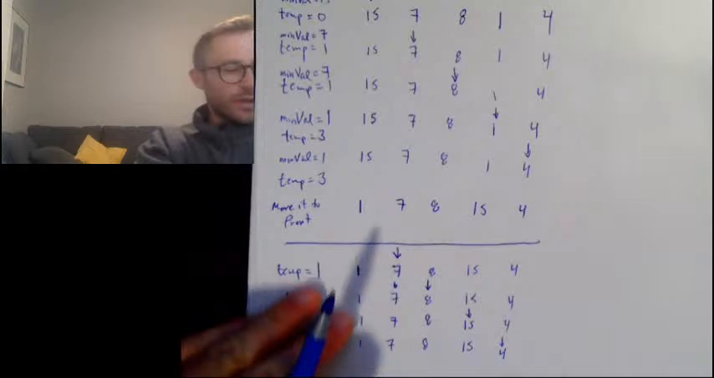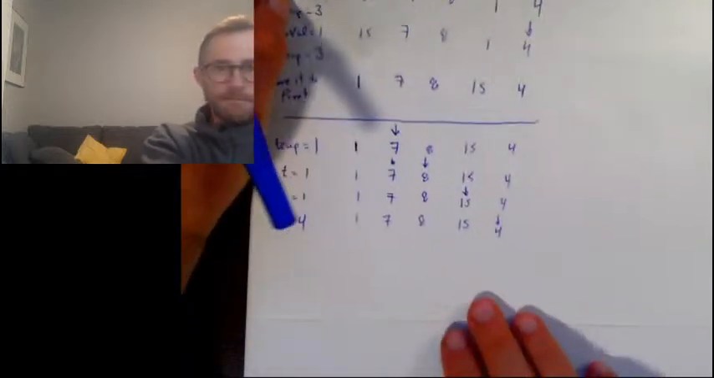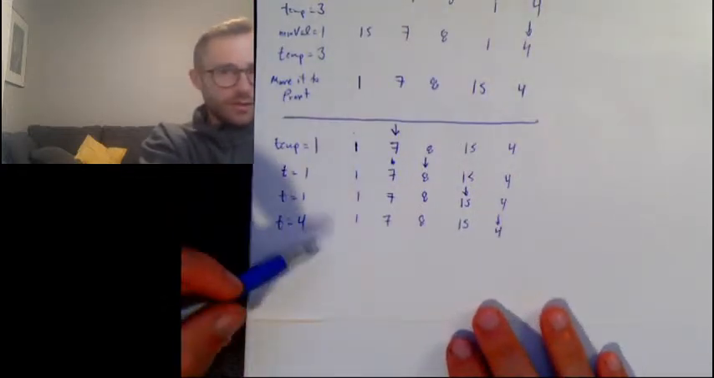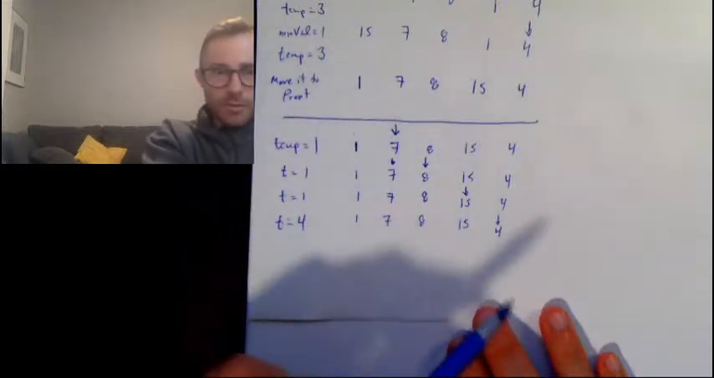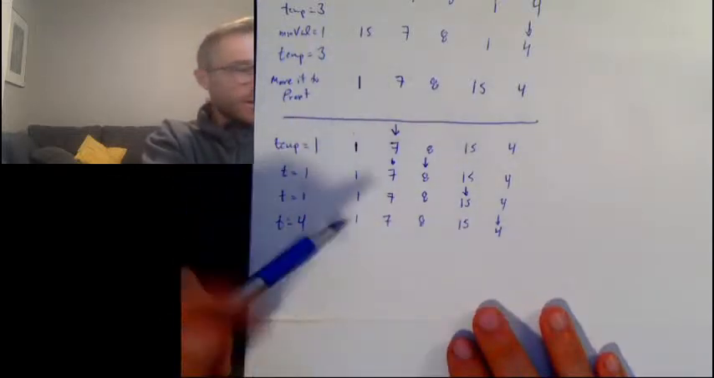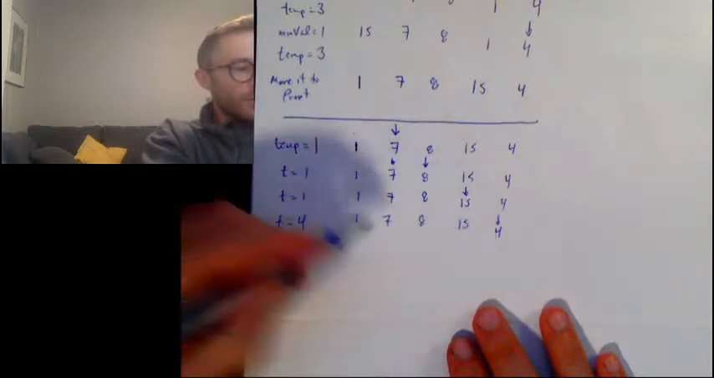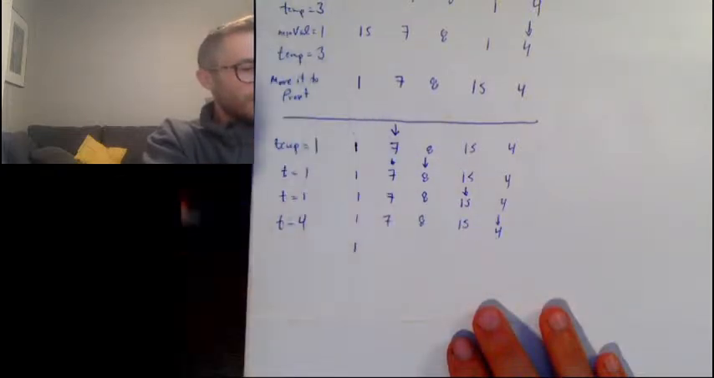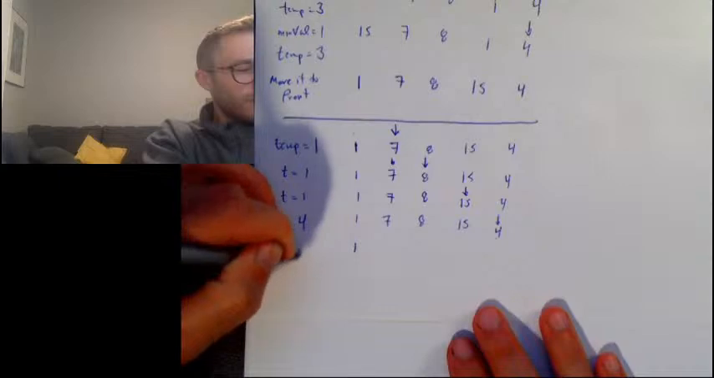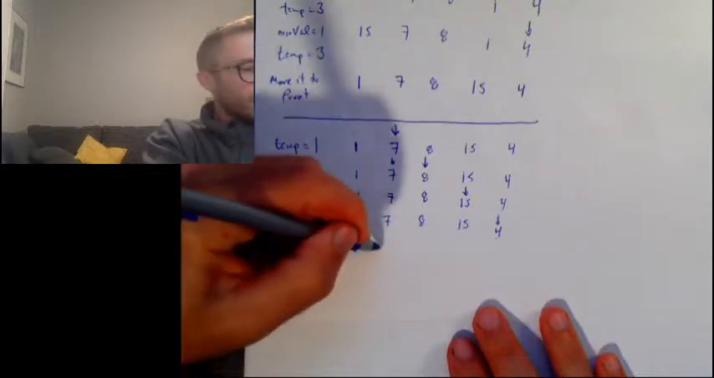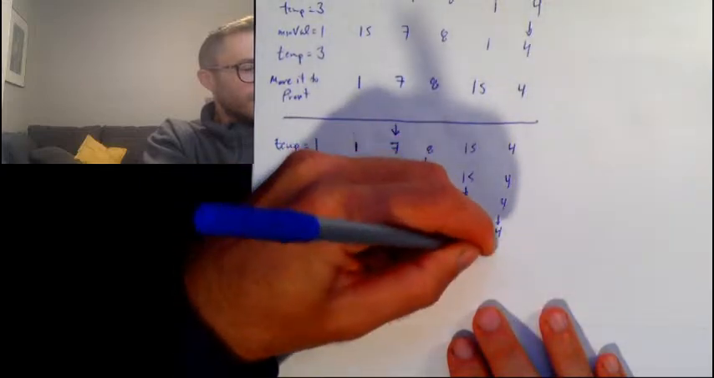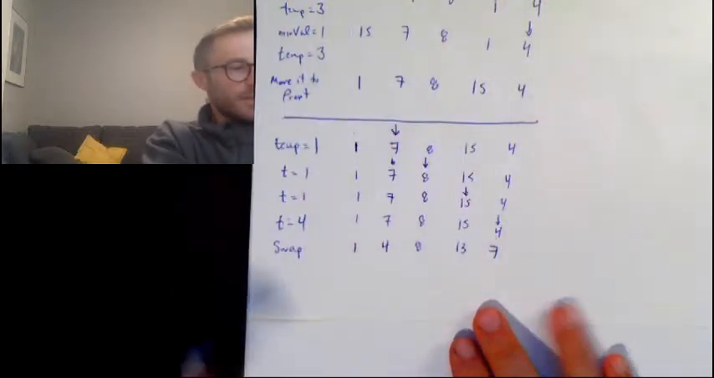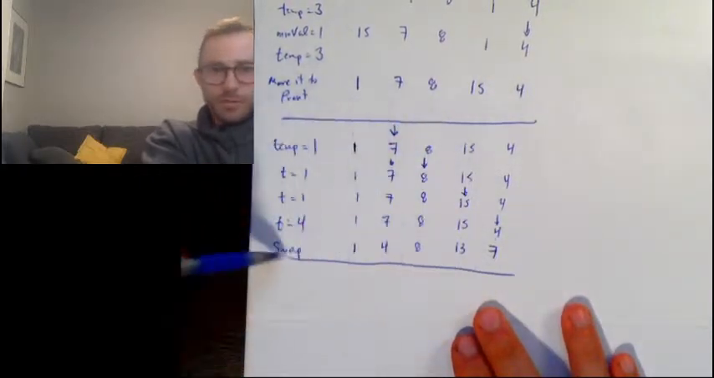Okay? Now, that means I've gone through the list a second time. So now, every time you go through the list, you move the minimum one into its spot. Okay? So now I'm going to swap the 4 with the 7. So we have our swap. So now I have 1, 4, 8, 15, 7. Okay? So that was my second sweep through the array.